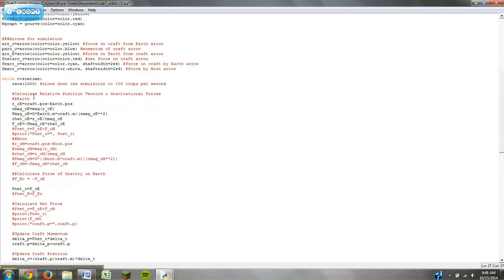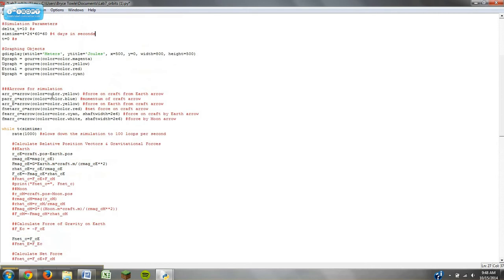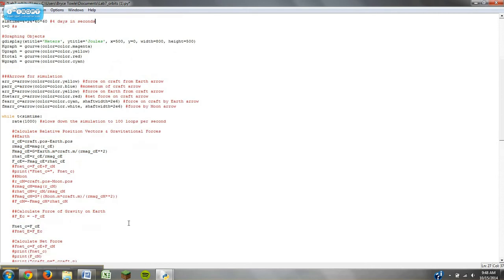As we go down here, we get into the while loop, which just repeats these calculations over and over again until we get through our sim time, which is about 4 days.